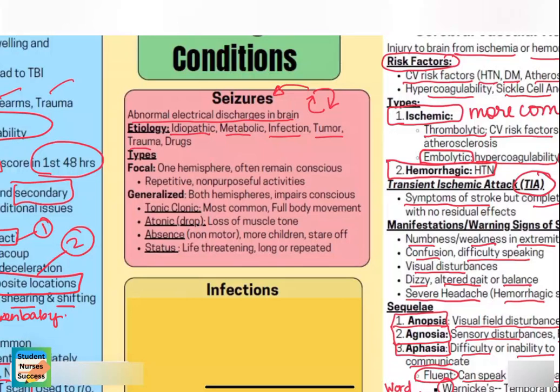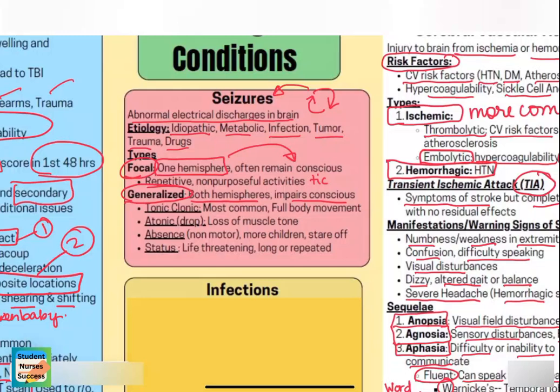Trauma, head injury, TBIs, you can develop seizures, or even drugs can cause seizures, either illicit or prescription. Seizures can affect one side of the brain, which we call a focal seizure. With focal seizures, patients usually remain conscious, somewhat aware, but they usually will have some type of repetitive, non-purposeful movement, like a tic or lip smacking or some type of little twitch. A generalized seizure involves both hemispheres, and in most cases, that impairs consciousness.